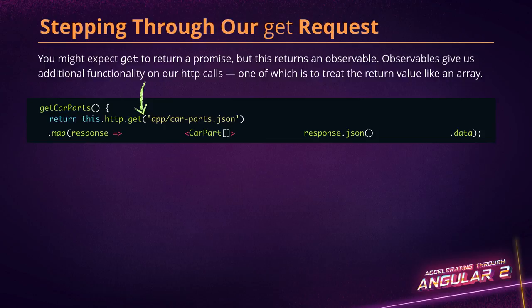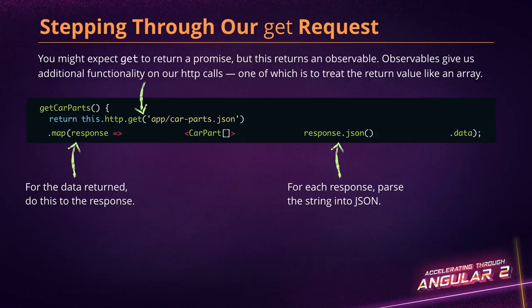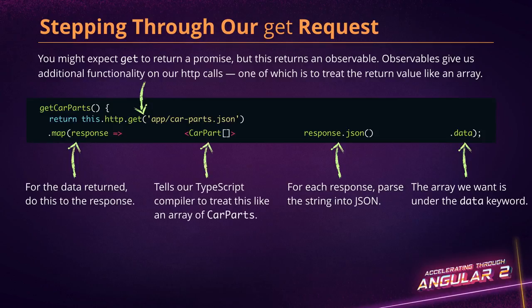We call the map method, and then we're saying for the data returned, do this to the response, and we're using the fat arrow. We call JSON on the response to parse the string into JSON, and the array we want, remember, is under that data keyword, so we call .data. Lastly, we tell our TypeScript compiler to treat what gets returned like an array of car parts.